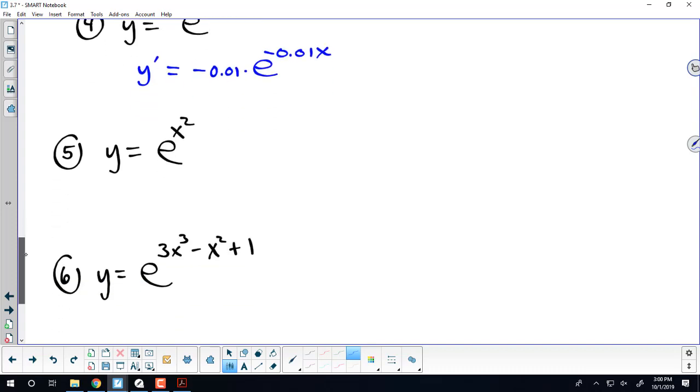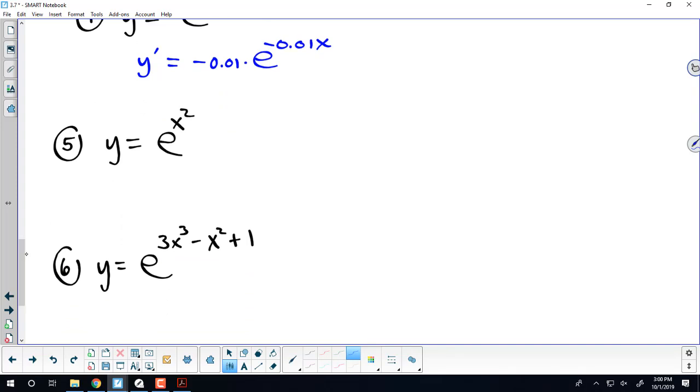So how about the derivative of e to the x squared? Somebody that hasn't got a turn, answer. 2x e to the x squared. Yeah, 2x e to the x squared. It's e to the power times the derivative of the power.